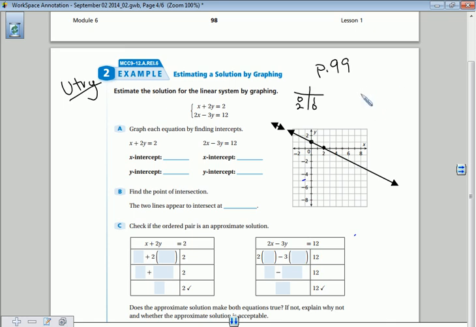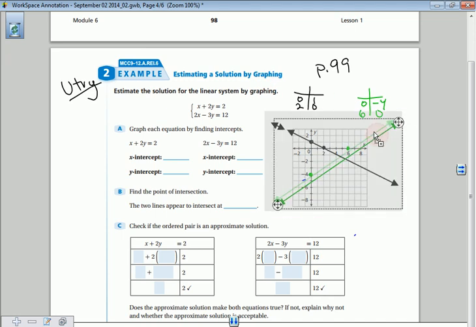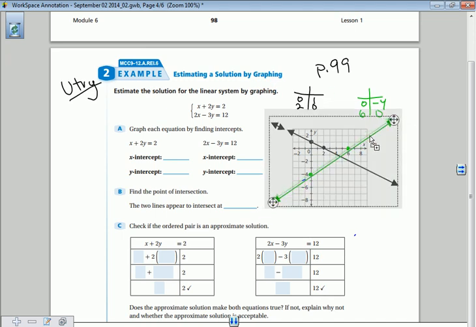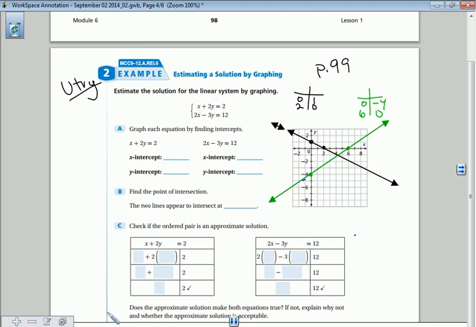The next one was, if I plug in 0 for my x, I get out -4 for my y. If I plug in 0 for my y, I get out 6 for my x. So I need a point at (6, 0), and a point at (0, -4). And then I'll graph in the line. Nice and off again. Let's see if it slides onto it. Whoops. Yeah. Okay. So it appears my solution is right here.